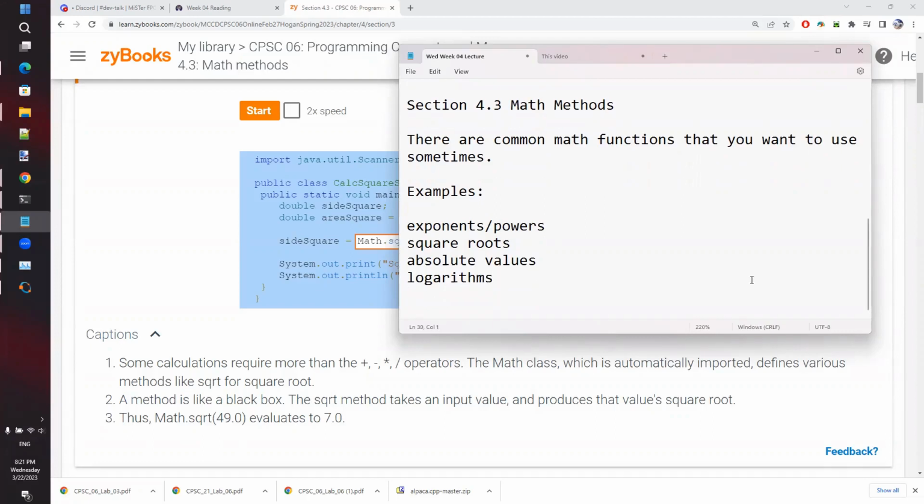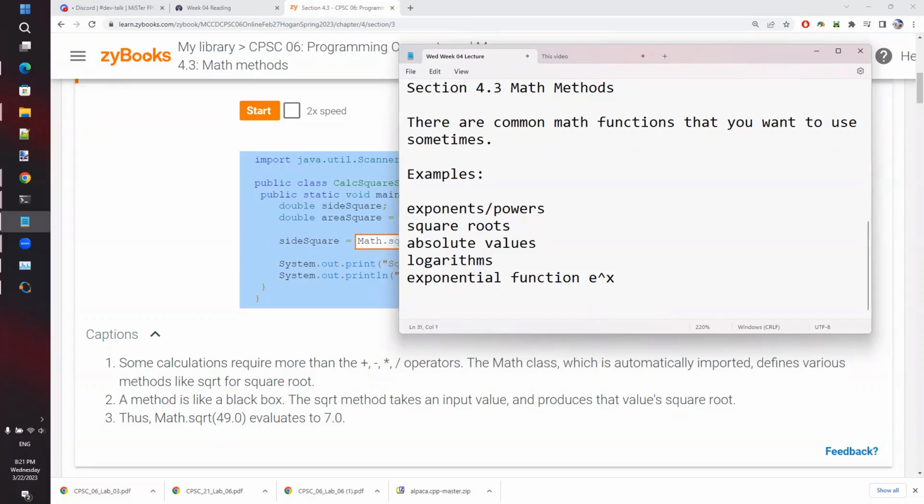You could use a logarithm. Also, there's the exponential function, which is not the same as power, because an exponential function specifically is the one that's e to the x, right? Not just any number. It's the special number e.